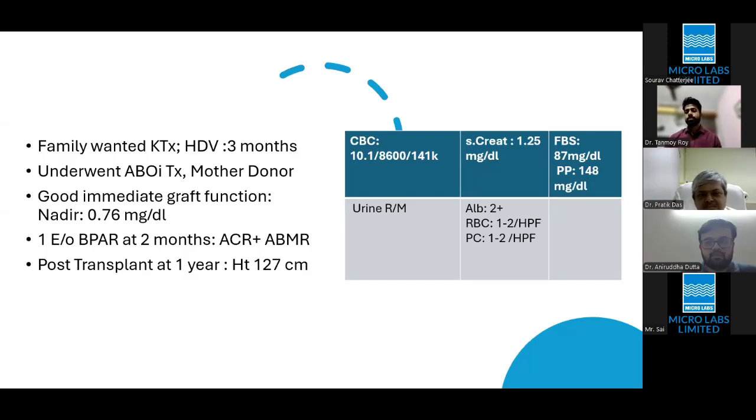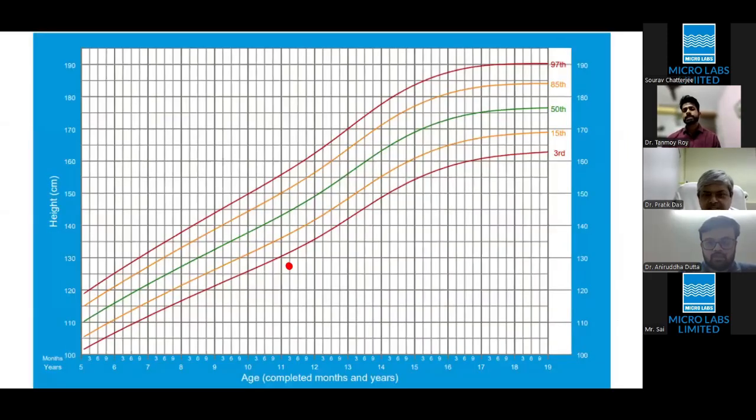So in the pre-transplant period, because it is a high immunological risk, steroid omission was not done, and the patient subsequently developed rejection. That's why steroid was continued. The result is at 1 year, height is 127 centimeters. Okay. Height has not increased, sir. So this is the problem.